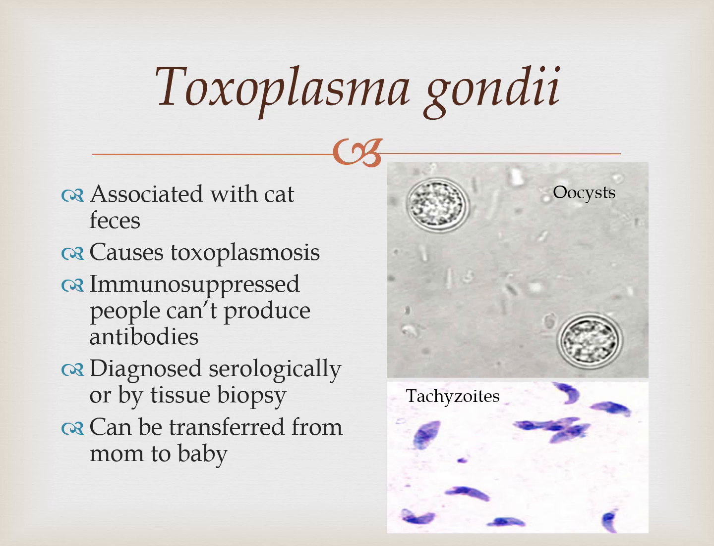Immunosuppressed people can't produce antibodies to toxoplasmosis, and this is diagnosed serologically either by direct fluorescent antibody or complement fixation, or by tissue biopsy, and it can be transferred from mom to baby. What you can see on the right are the oocysts and the tachyzoites. The parasites actually divide in the tissues as tachyzoites, and it's the tachyzoites that are passed to the fetus. Okay?